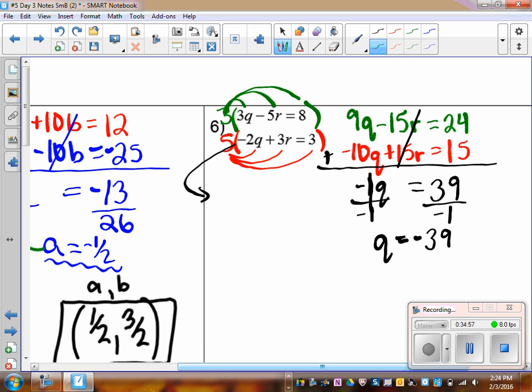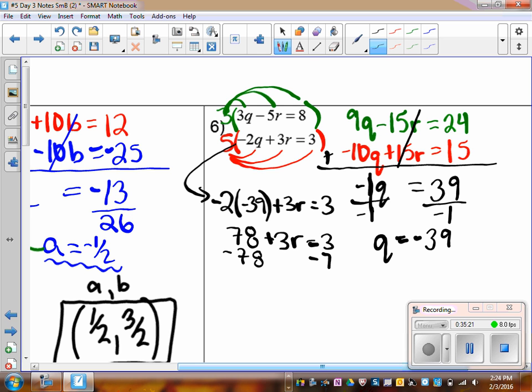So let's do my bottom equation. Negative 2 times q, which is negative 39, plus 3r equals 3. So negative 2 times negative 39 gives you positive 78, plus 3r equals 3. And I subtract my 78 from both sides. So 3r equals negative 75, divided by 3, and I get r equals negative 25.